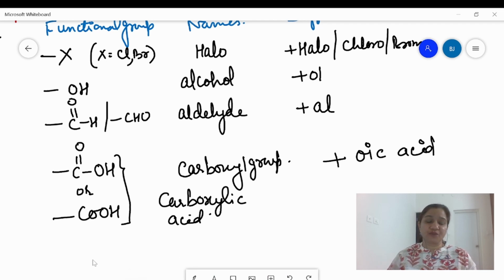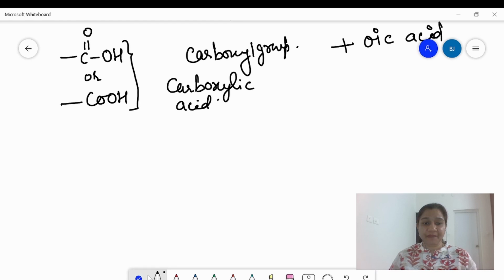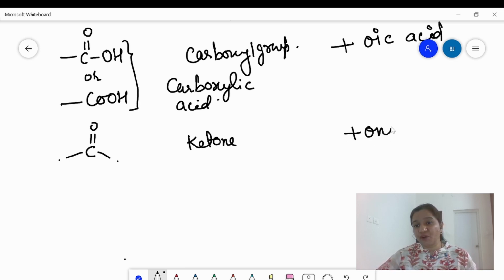Now, one more functional group in our syllabus is the ketonic functional group. If you have a carbon attached with a double bond to O, and both sides of the carbon are attached to carbon chains, then this group is called ketone. Compounds which have this type of carbonyl group are called ketones, and the suffix we use for them is -one. These are the suffixes we are going to use.